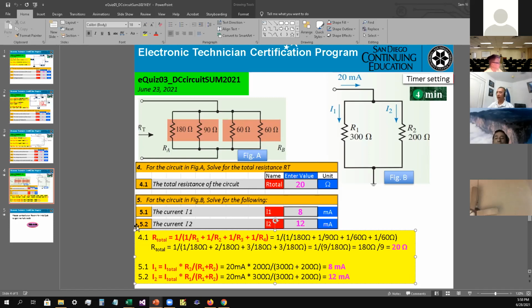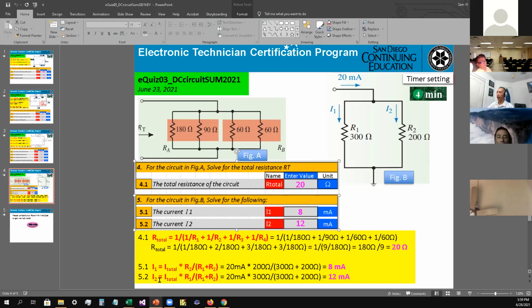Okay, so number five, we're going to be finding the current I1. I1 equals I total times R2 divided by the quantity R1 plus R2, the total resistance. This represents a ratio of how much current will be flowing through I1. So it's going to be 20 milliamps, the total that's coming in, times 200 divided by the quantity 300 plus 200. Put this into your calculator and the answer should come to 8 milliamps for 5.1.